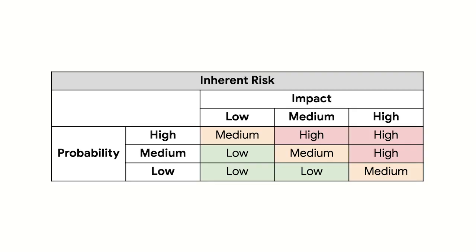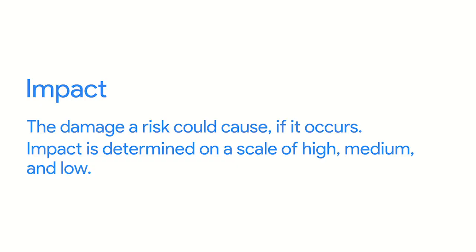To create a probability and impact matrix, you'll need to think about the level of impact. Impact refers to the damage a risk could cause if it occurs. Impact is also determined on a scale of high, medium, and low. High means that if the risk occurs, it will substantially alter the project. Low means if the risk occurs, it will have a slight impact, but it's not likely to derail the project.